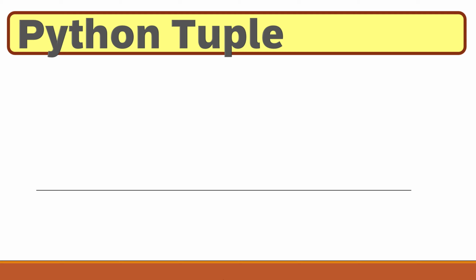There are 4 collection types that are used to store collections of data, which is the storing of multiple items: lists, tuples, sets and dictionaries. In this video we will have a look at tuples. A tuple is immutable, which means it cannot be changed, and a tuple is written with round brackets.